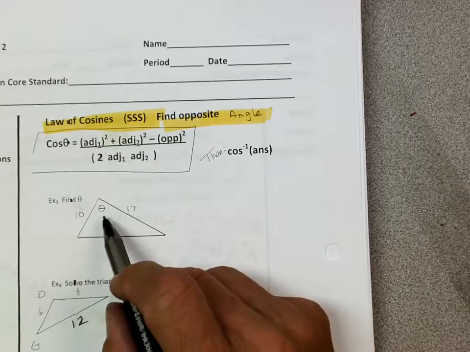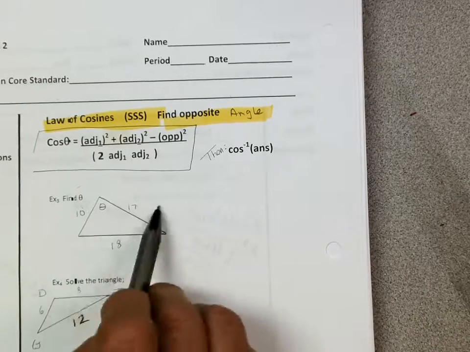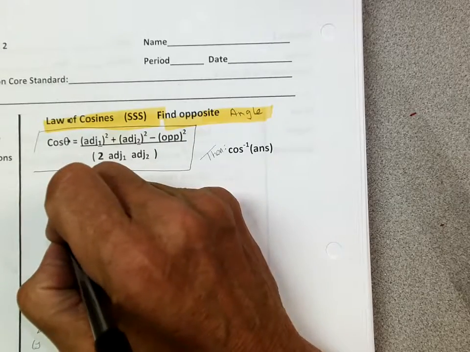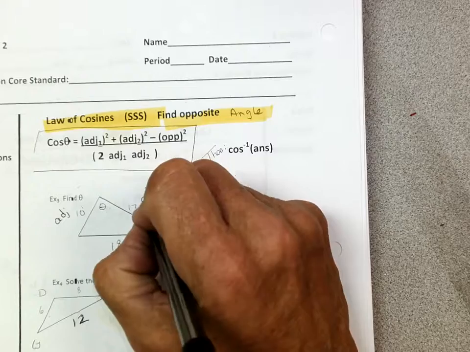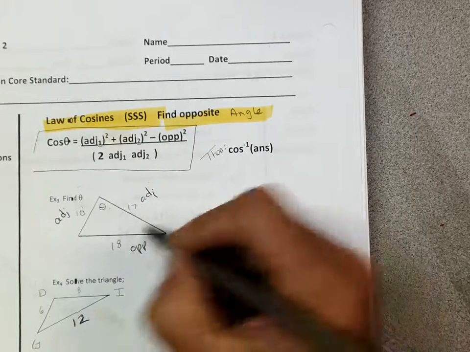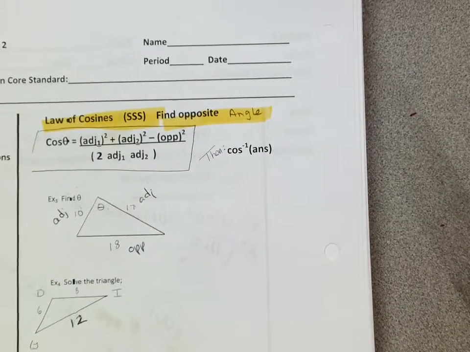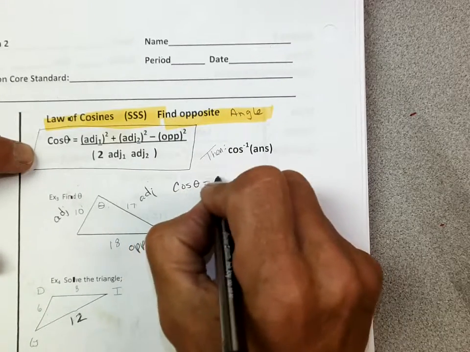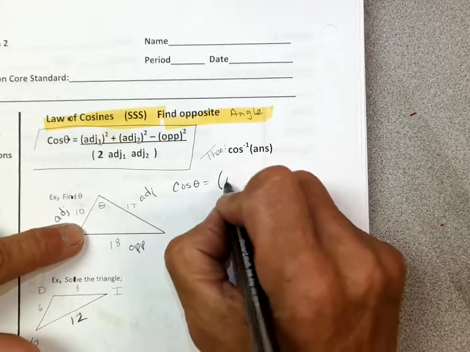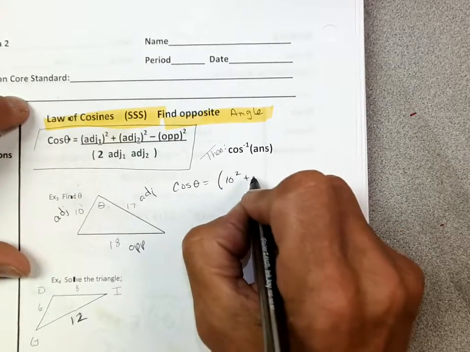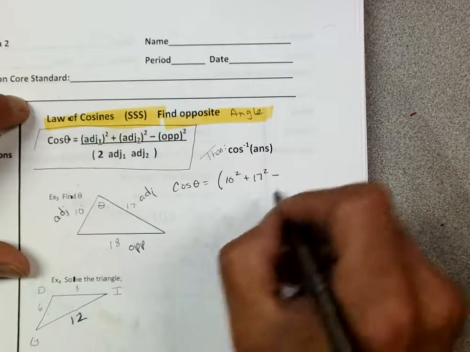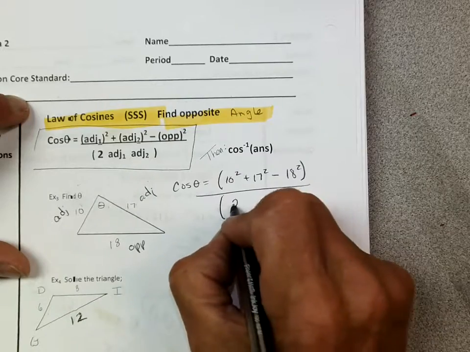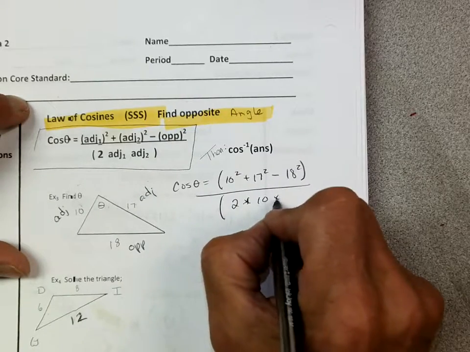If we want to find theta, 10 and 17 are my adjacents, right? If I'm talking about that angle, adjacent, adjacent. That makes my 18 the opposite, okay? So I'm going to set it up. I'm just going to use the formula exactly the way it says. I'm going to go cosine theta equals parentheses 10 squared plus 17 squared minus 18 squared parentheses divided by parentheses 2 times 10 times 17, okay?